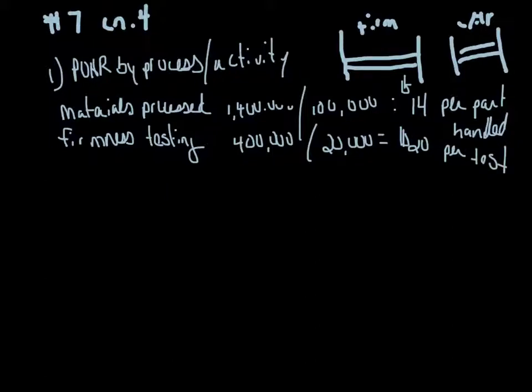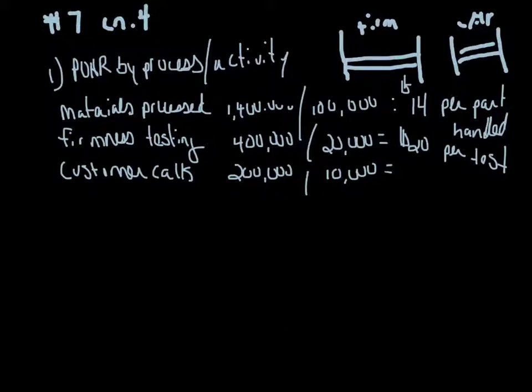And then the last activity that we have are customer calls. We've got customer calls. And for this, they tell us 200,000 was the total overhead cost for customer calls, and they tell us the base is the number of customer calls. We go back, and it says 10,000 customer calls were answered. We've got 10,000 calls. So our predetermined overhead rate for number of calls should be $20 per call.